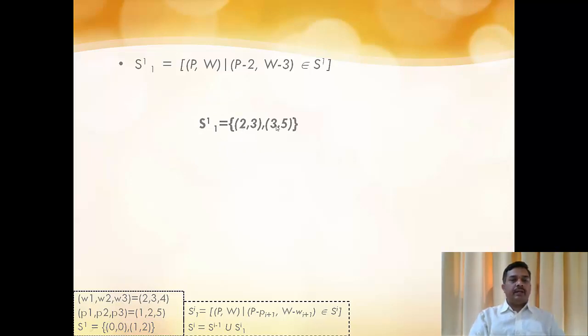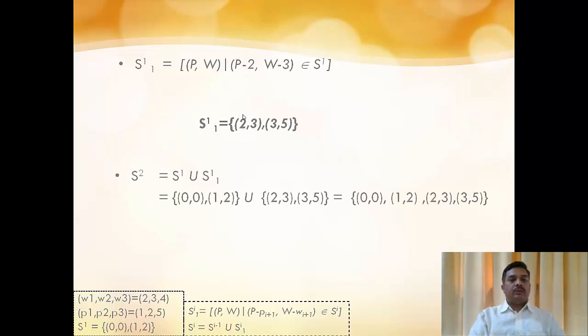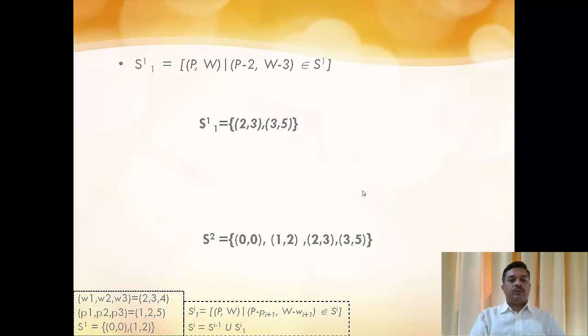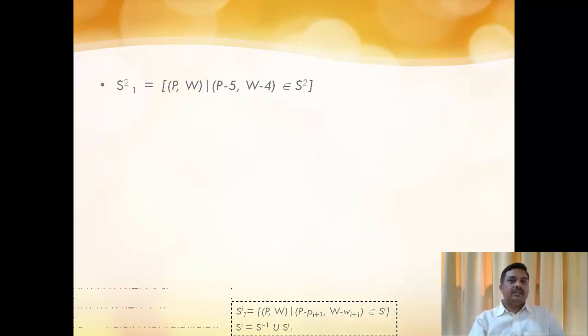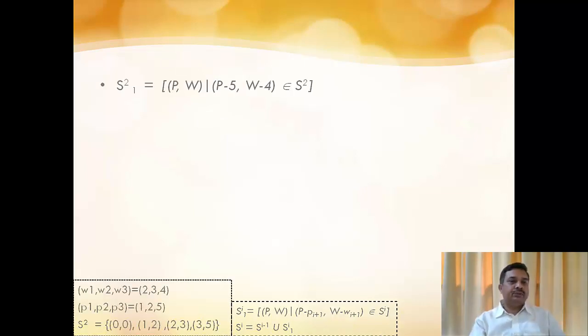Let us try to find S^2. S^2 equal to S^1 union S_1^1. Already we have S^1 equal to (0, 0) and (1, 2), and S_1^1 we got (2, 3) and (3, 5). If we take the union, we will get S^2 equal to (0, 0), (1, 2), (2, 3) and (3, 5) pairs. So let us try to find S_1^2.